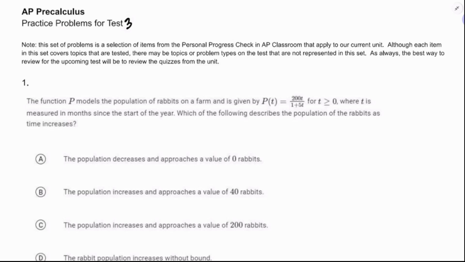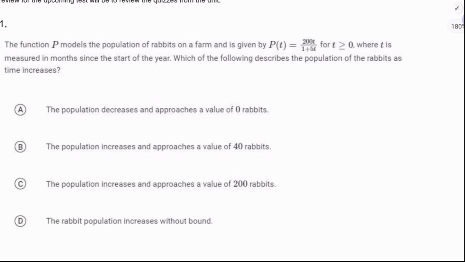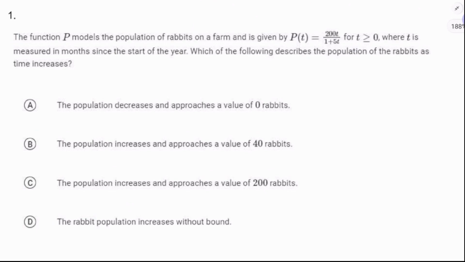All right, in this video, we're going to be reviewing for our test over rational functions. So we're going to be doing a set of practice problems from AP Classroom. This is a lot of questions from the personal progress check, but just the ones that are relevant to what we're doing in our class right now. As always, these are problems that are related to what's going to be on the test, but what's actually going to be on the test you could see more clearly by looking at the quizzes.